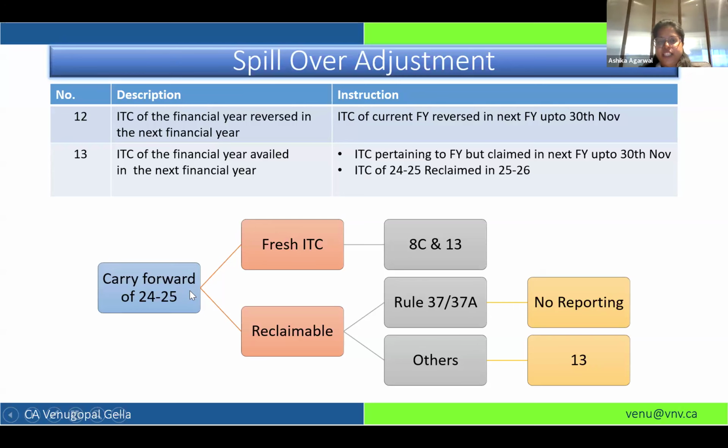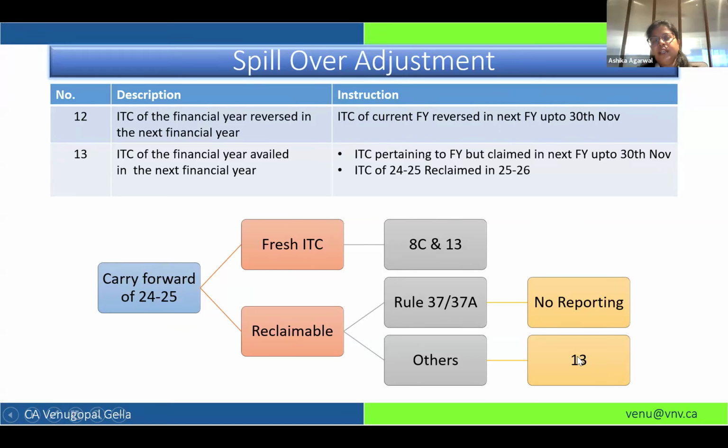Now, one is fresh ITC, which you are going to avail for the first time. Here it may also be a case that some ITC you might have parked, which is your closing ECRS, electronic credit reclaim and reversal statement. There may be closing ECRS which belongs to 24-25, but you have not availed in 24-25. You are going to avail in 25-26. So if any of 24-25 you are going to reclaim in 25-26, then again that will form part of table 13 reporting. This is specifically given in the instruction.